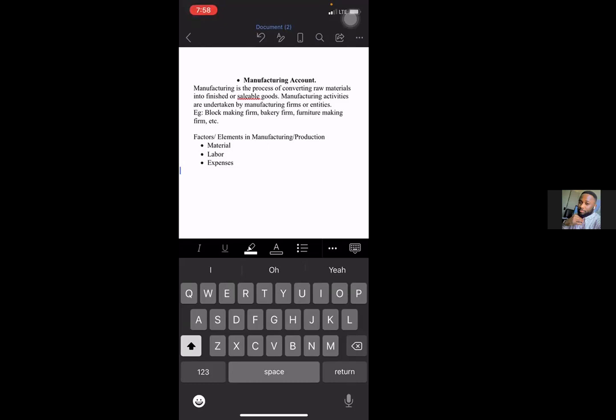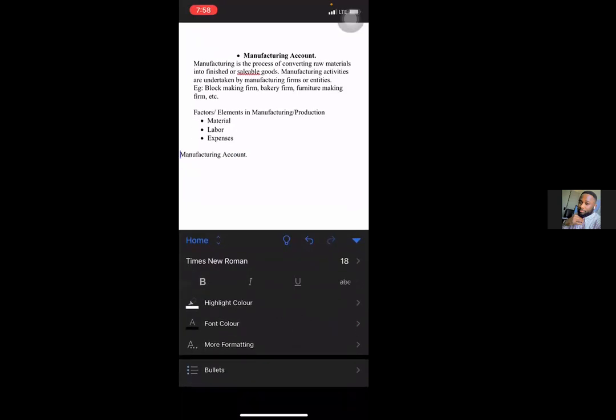We as accountants are only interested in the cost and revenue. So with manufacturing, we would prepare manufacturing accounts to ascertain the cost incurred in production. As an accountant, we prepare the manufacturing account. So what is a manufacturing account?